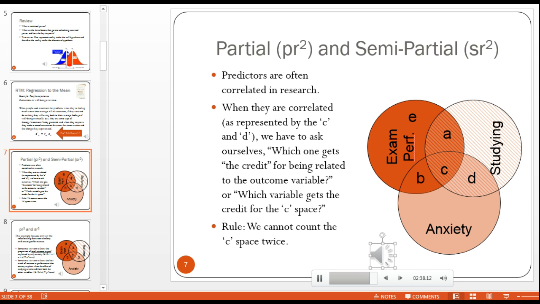So again, we don't want to count the C space twice. That's the rule that we're going by. So it's not like we can just add up the B plus C portion and add up the A plus C portion, and add those all together to get the total variance accounted for in the DV by the predictors. Remember, we can't do that when we have correlated predictors. So we're going to have to go about it another way, and that is we're going to partition the variance in a special way.